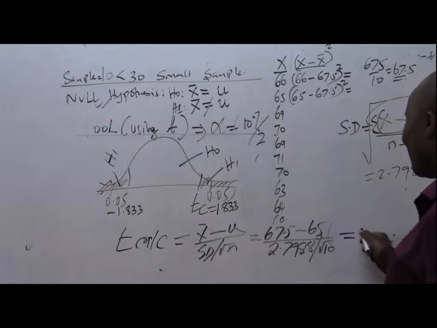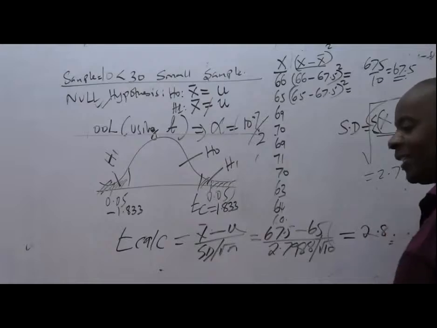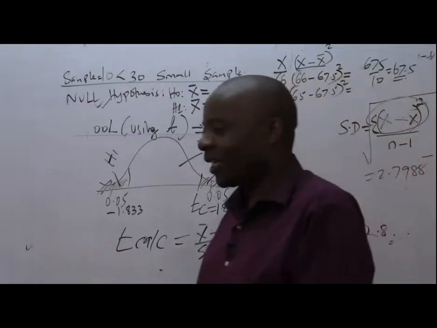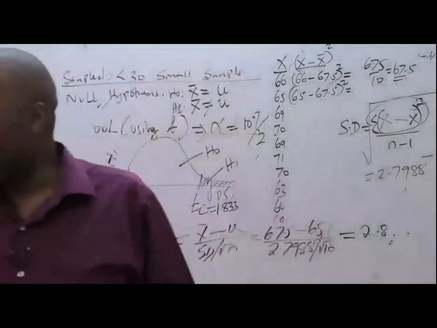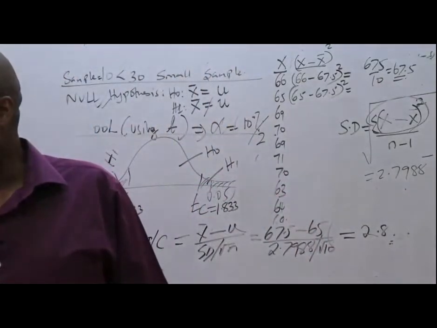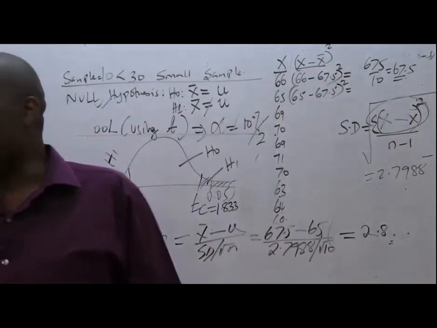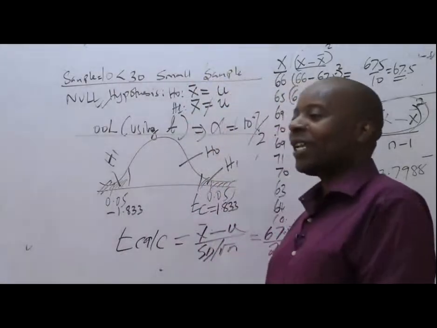I think the positive one is correct, 2.8 something. The positive one is correct, 2.8. 2.825. Opia upon round off sana.